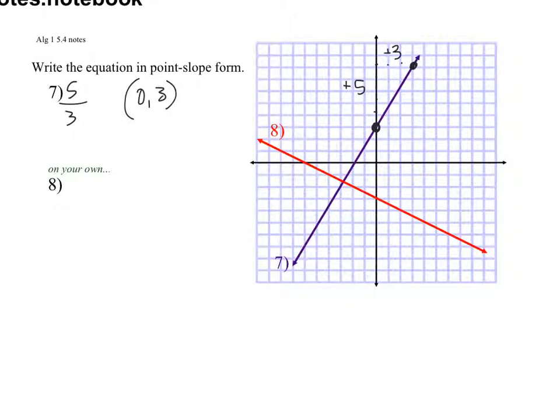So now I have enough information to actually create my equation. So I would have y minus y sub 1, which is 3, is equal to my slope, which we figured out is 5/3, times x minus x sub 1, which is 0. All right, so go ahead and pause the video. Try number 8 on your own.